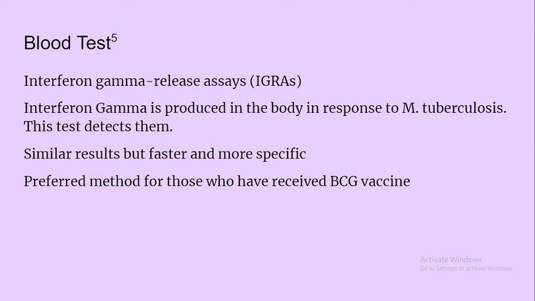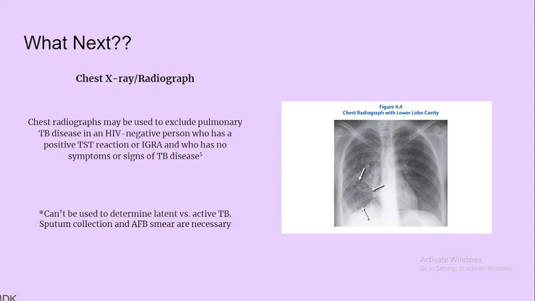And it's the preferred method also for those who have received the BCG vaccine, because those people can also get a false positive on the TST test that basically messes up the results. So a blood test is much preferred for people that get that vaccine. So what now? Chest x-rays / radiographs.